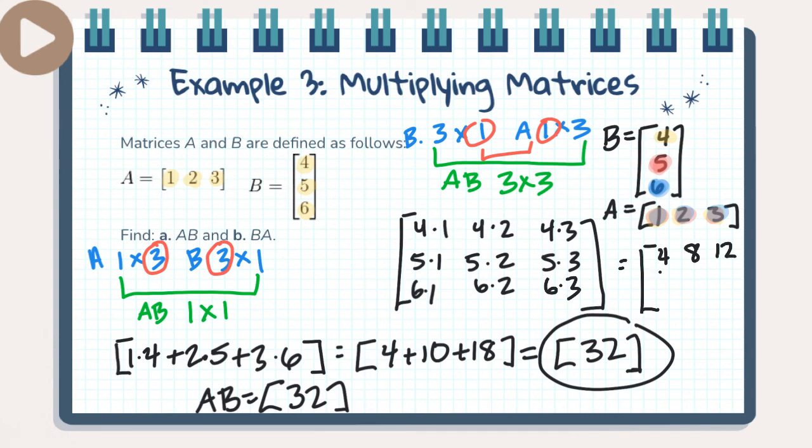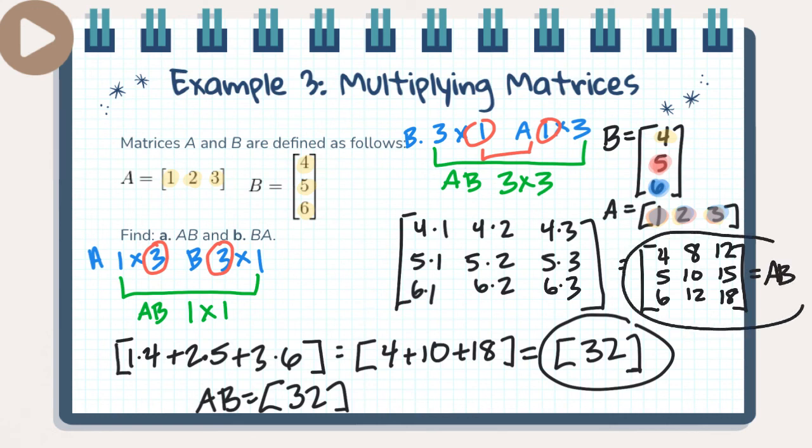5 times 1 is 5. 5 times 2 is 10. 5 times 3 is 15. 6 times 1 is 6. 6 times 2 is 12. And 6 times 3 is 18. And that gives me BA, which turned out to be the 3 by 3 matrix that we were looking for.